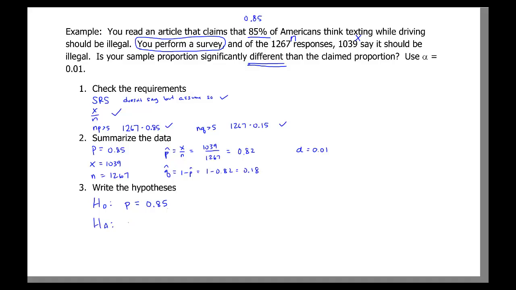So the only thing we're going to change from our null hypothesis to our alternative hypothesis is the sign. The symbol stays the same, this P. The number stays the same, the 0.85. All you're changing is the sign, and we're going to use not equals because it says different.